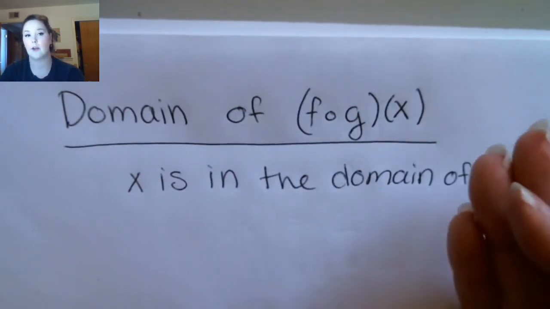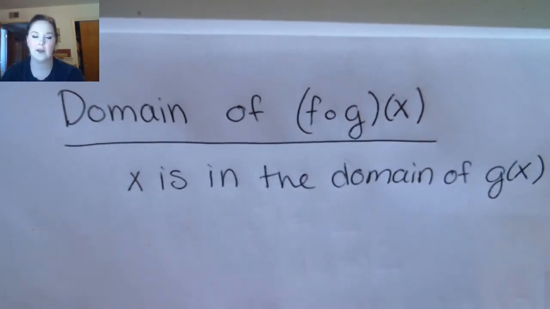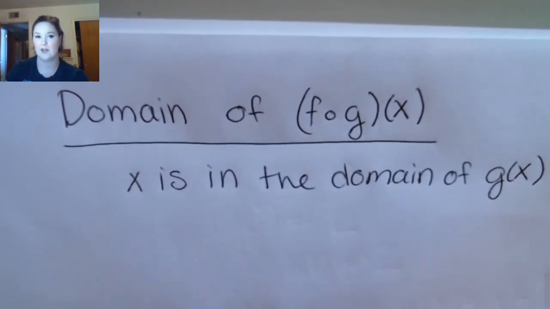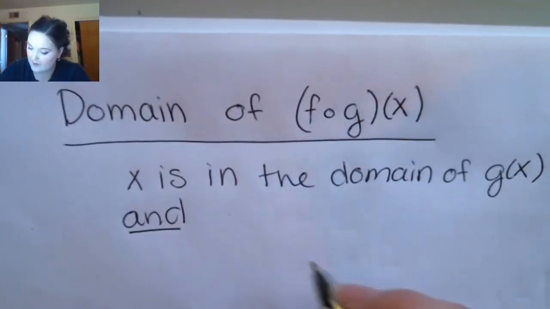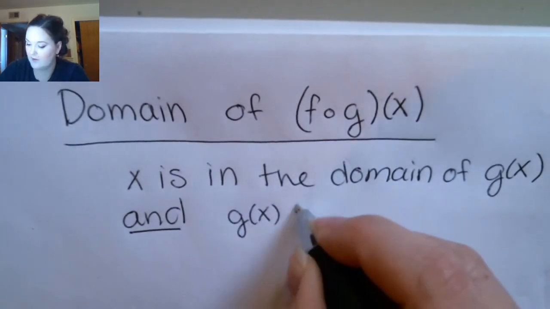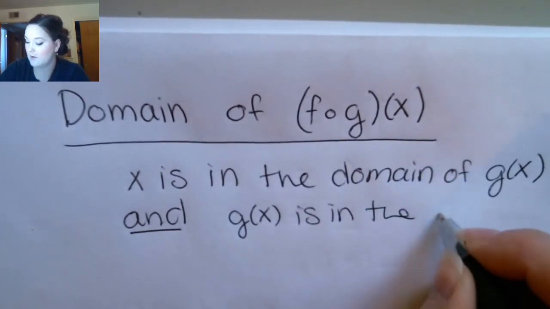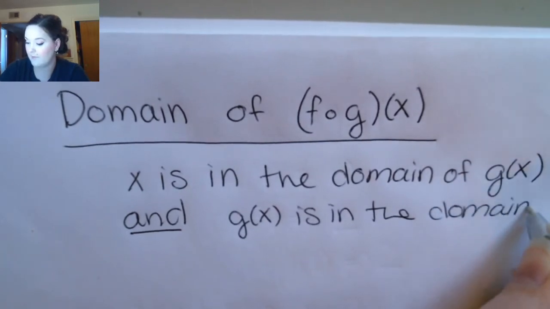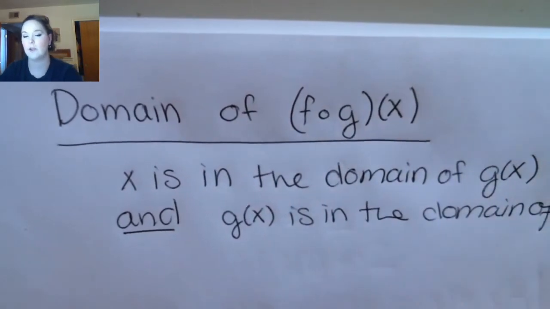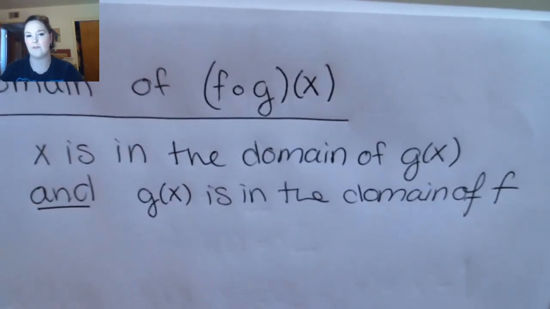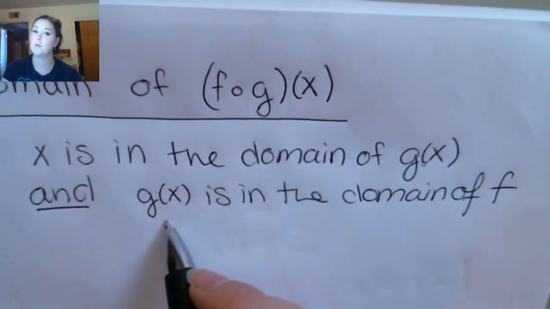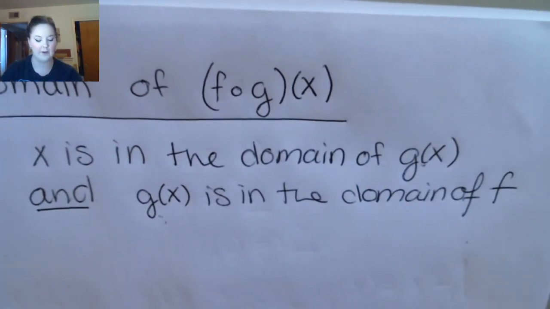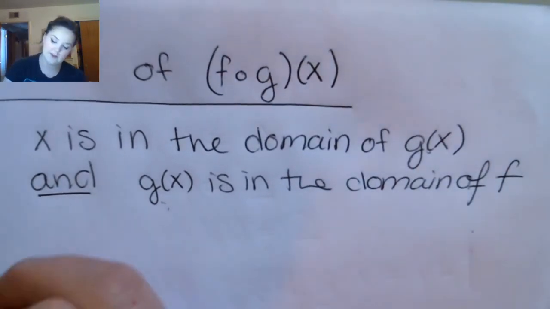Then we would get our answer, and we'd plug the answer into f of x. So what that means is we need to be able to plug that answer into f of x. So we have an additional condition that g of x is in the domain of f. So whatever that value is, you should get your answer, and you should be able to plug that answer into the second function, f. So let's see an example.